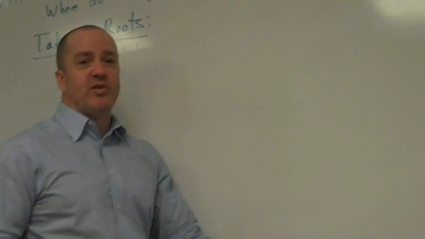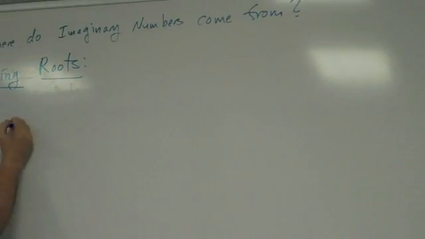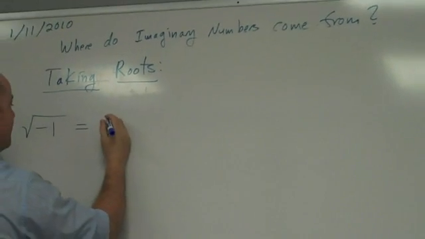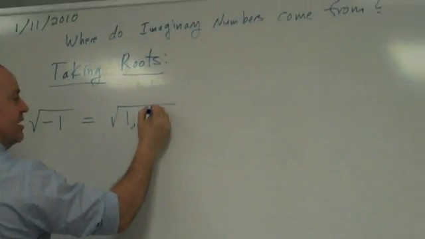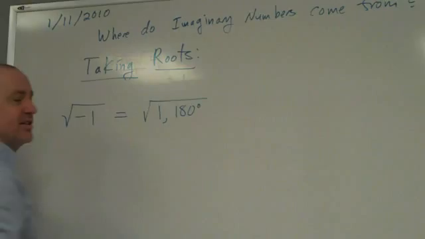Now, when we look, I started out by asking what would you do with the square root of a negative number? And the simple answer you guys said was it doesn't work. But let's follow this rule, which has been consistent up to this point. If I wanted to take the square root of negative 1 in this system, it would look like the square root of positive 1, comma, 180 degrees.